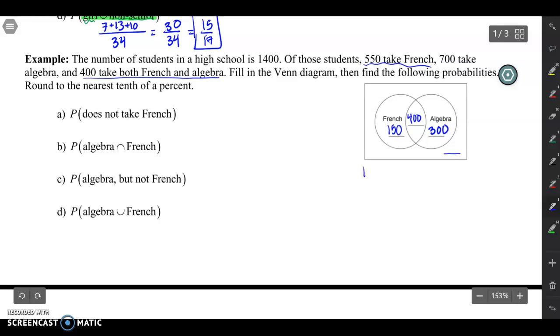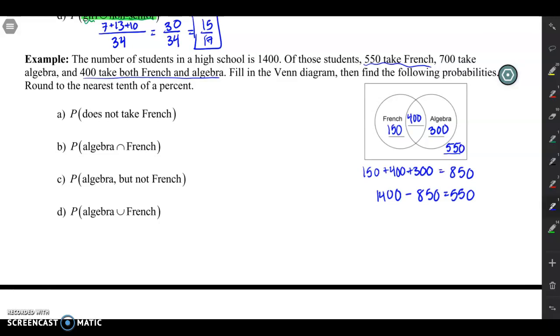So to figure that out, I'm just going to add up how many kids I've already counted inside my Venn diagram. That's going to be 850. And then I'm basically going to say I have 1,400 kids at my school. If I take away the 850 that I already counted, I've got 550 that are enrolled in neither course.